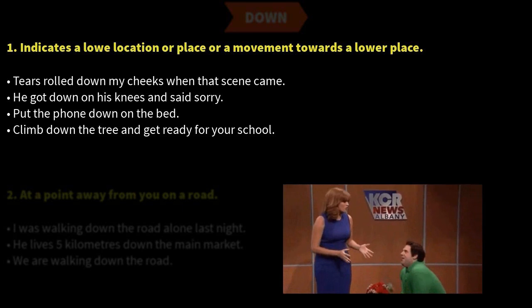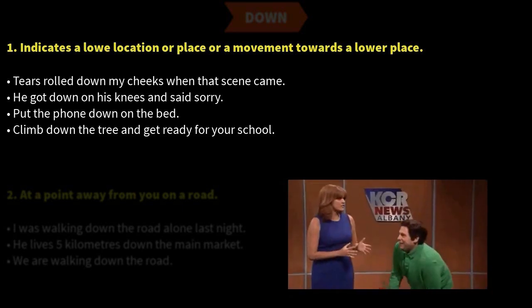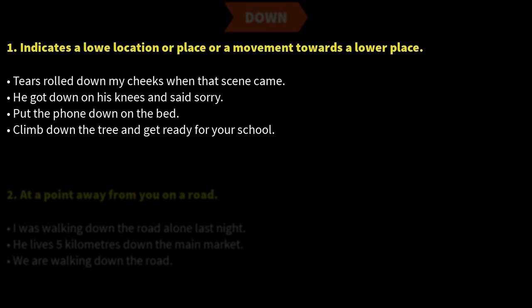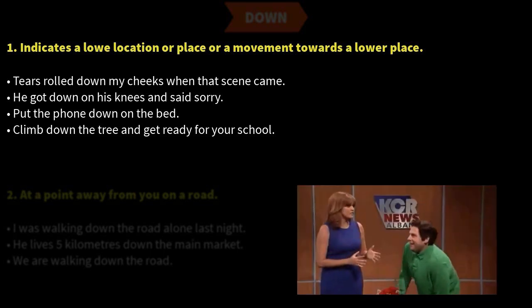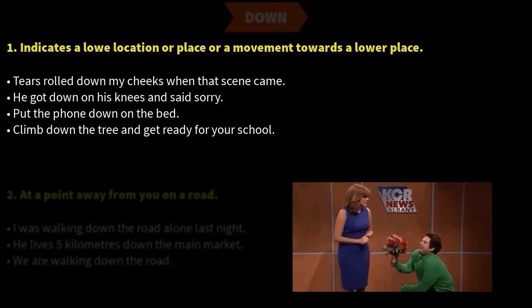He got down on his knees and said sorry. Got down, a movement from an upper place to a lower place. He got down on his knees, as you can see, and said sorry, as most of the husbands do.